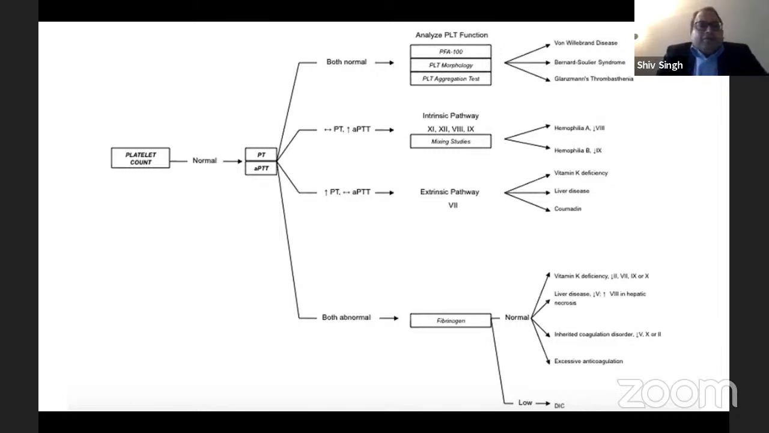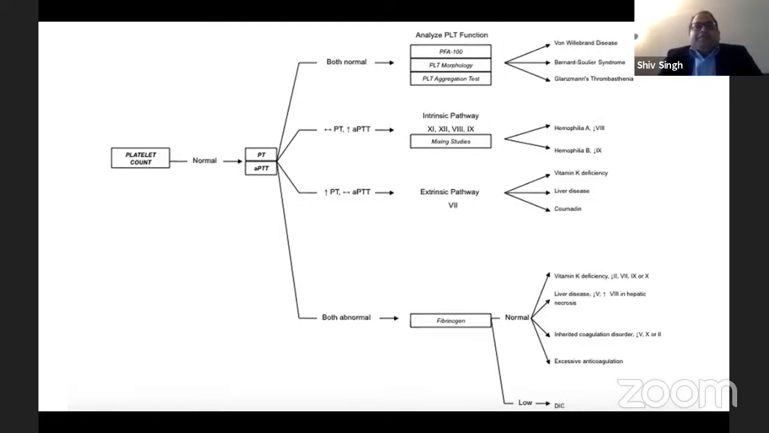You look at the platelet counts, and if they're normal, then you look at PT and APTT. If both are normal, then you can analyze the platelet function. There is a bedside test like PFA-100, or we can look at platelet morphology, or a platelet aggregation test. If they are abnormal, then you can think of von Willebrand disease, Bernard-Soulier syndrome, or Glanzmann thrombasthenia. In these cases, PT and APTT are normal.